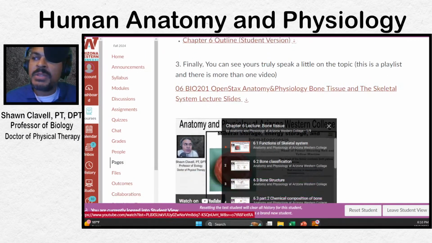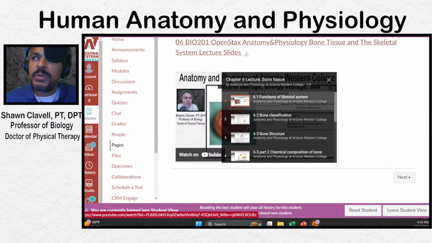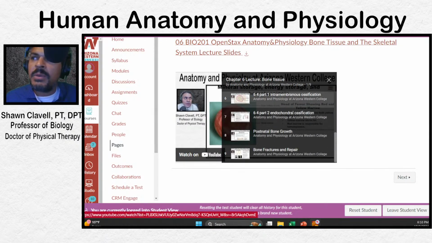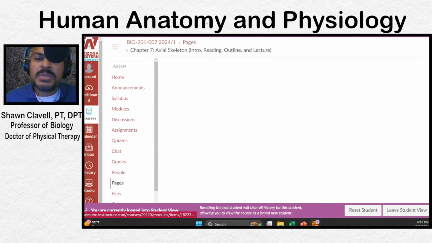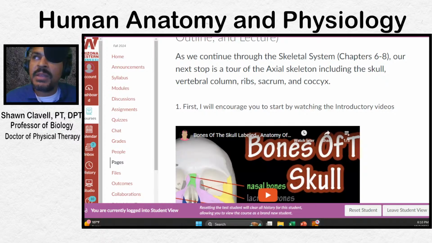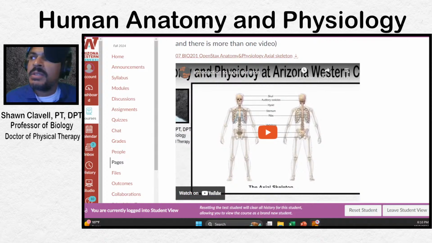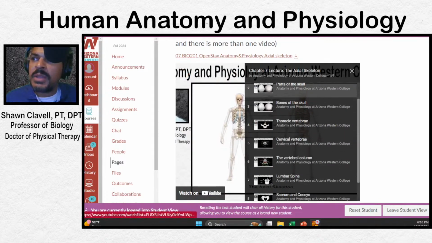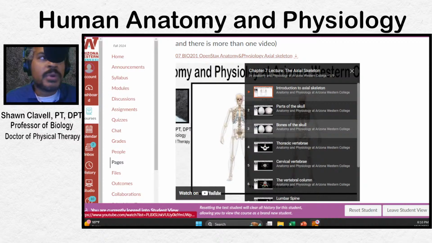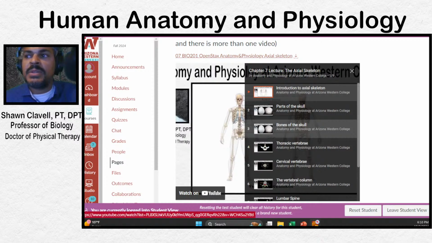In my in-person classes, we're going through them currently. We finished up all the way to endochondral ossification and intramembranous ossification. We'll talk a little bit about bone fractures and repair in our next class. And then we also jumped into the axial skeleton, so identifying all the bones of the skull, the vertebrae. You can see here we've got 9 different sections. Again, the bones of the skull is pretty extensive, so being able to break it down into 2 different lectures here is what I did.